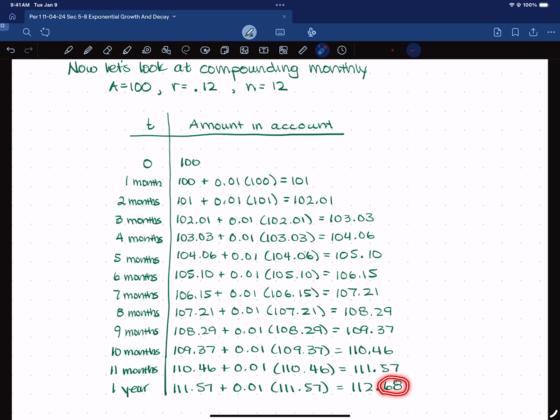But you can see this time we earned 68 cents more. So we earned a little bit more even. And so that's the idea behind compound interest. So hopefully it makes a little more sense.